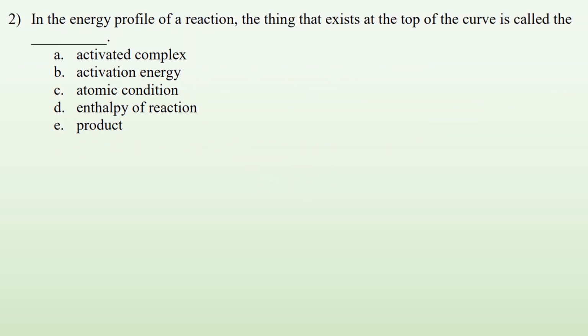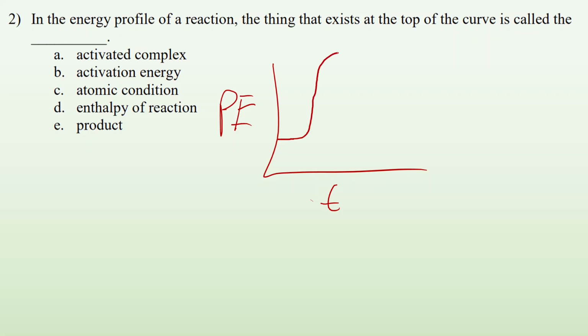All right, two, in the energy profile of a reaction, the thing that exists at the top of the curve is called the blank. So we have potential energy on one side, and we have time on the other, right? We start at some amount of energy in the reactants. We add enough energy to get the reaction started. The reaction occurs, and then we're making new products. So it's asking what's right here at the peak. This is what we call the activated complex.